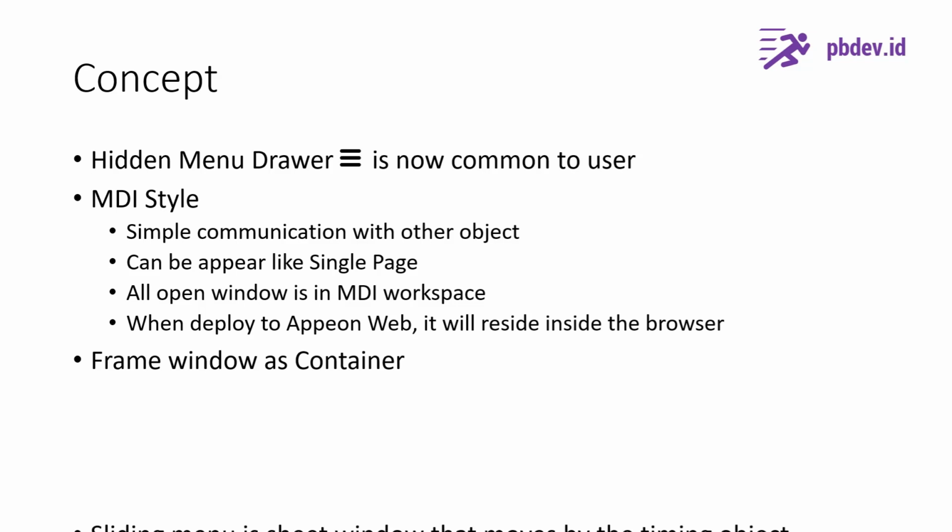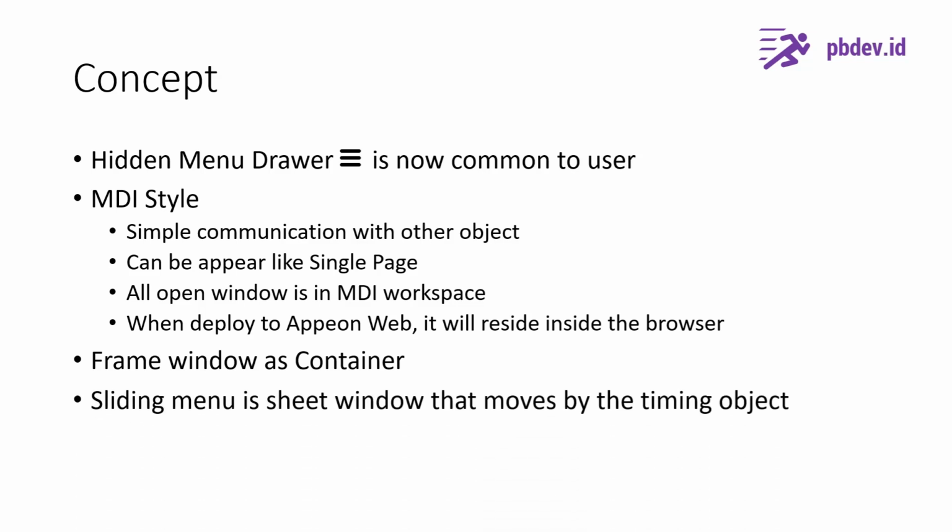We will use a frame window as the container, and the sliding menu sheet window is moved by the timing object. And most of the script will be in the ancestor.